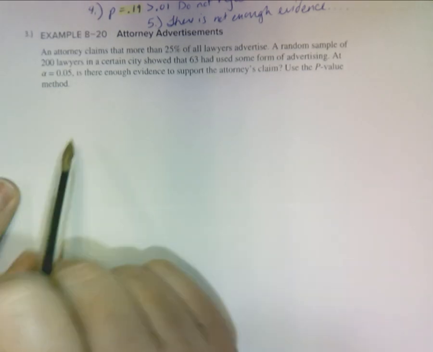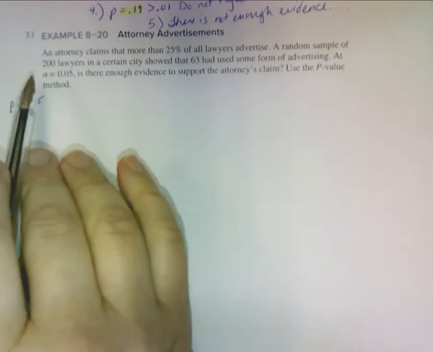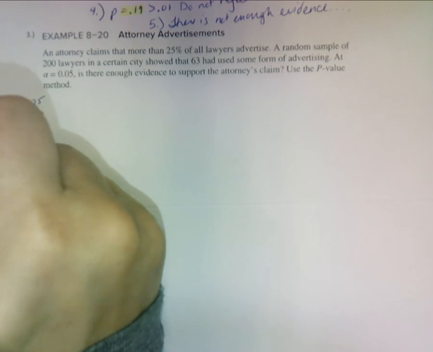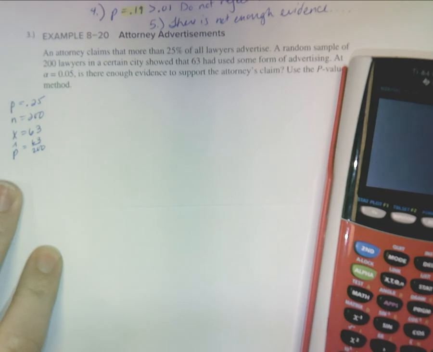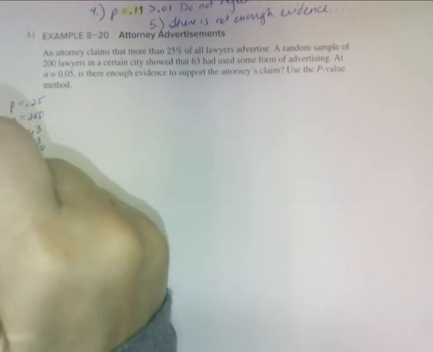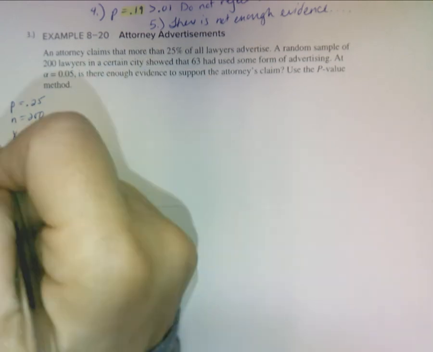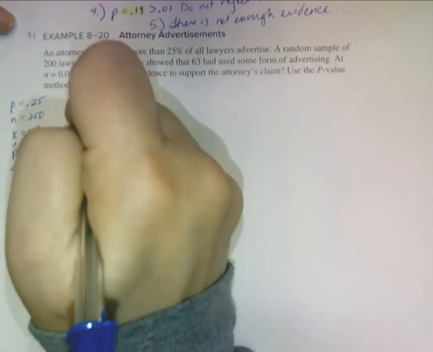Okay, so let me write down some things I know. This is my P, 0.25. He sampled 200, so that is my N. 63 had used some, so that is the X. Might as well do P hat right now. 63 divided by 200, which is 0.315. And alpha is 0.05.